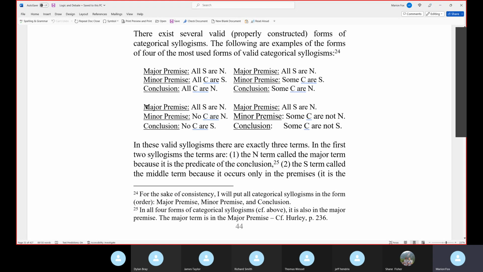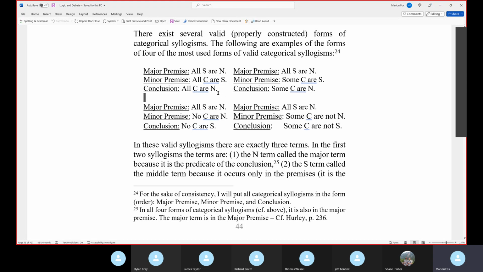So in the negative syllogisms, these 2 negatives, a universal negative right here, and a particular negative here, the predicate of the conclusion is still your major term, and it's in the major premise. All right, it's the first part of the major premise instead of the second part as it was in the affirmative syllogisms, okay?